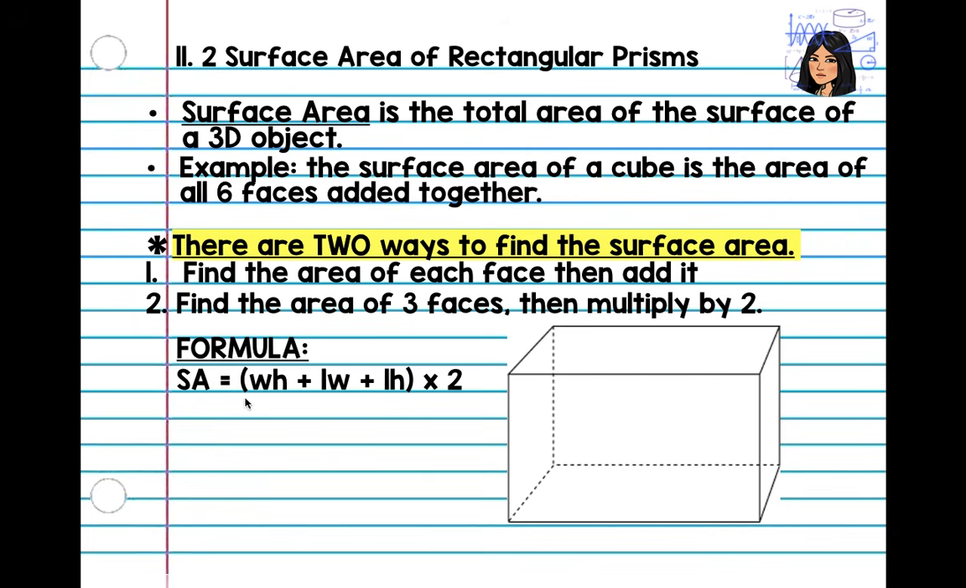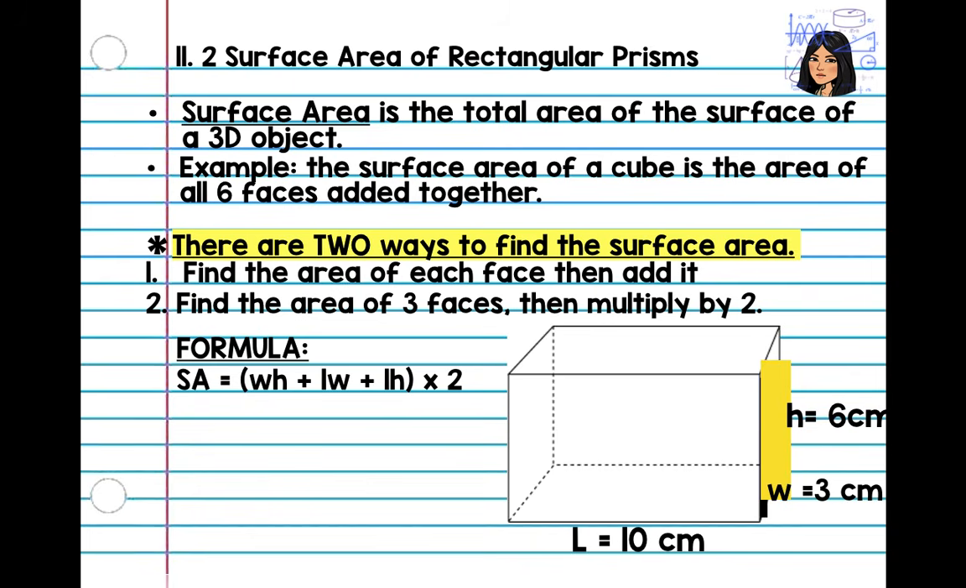For grade 6, you don't have to worry about memorizing this. It's always going to be available for you. So you just have to remember we're just finding the area of these sides, 1, 2, and the bottom. Okay, so let's begin. Here are your dimensions. We have a height of 6, a width of 3, and a length of 10.